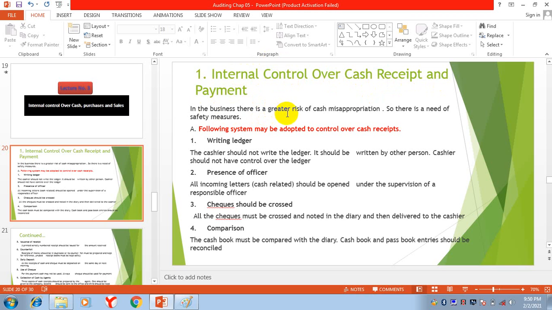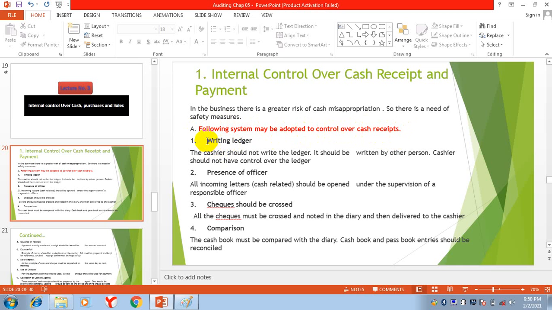In the business, there is a greater risk of cash misappropriation. That is, someone can cheat you. So there is a need of safety measures. So what is the company doing? They are keeping safety measures so nobody can misappropriate the cash. The following system may be adopted to control cash receipts. First we will talk about cash receipts, then cash payments, and then other things.